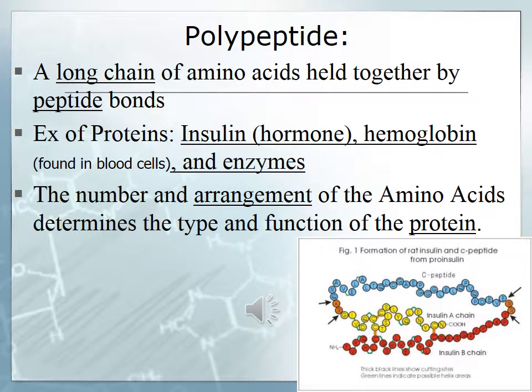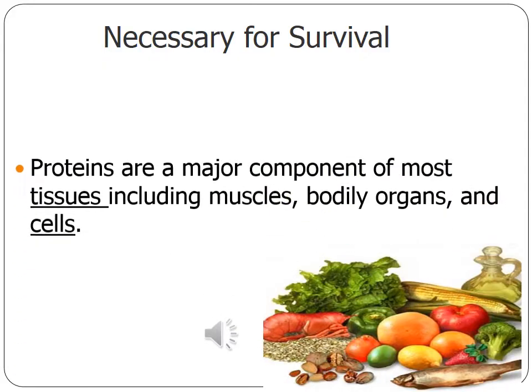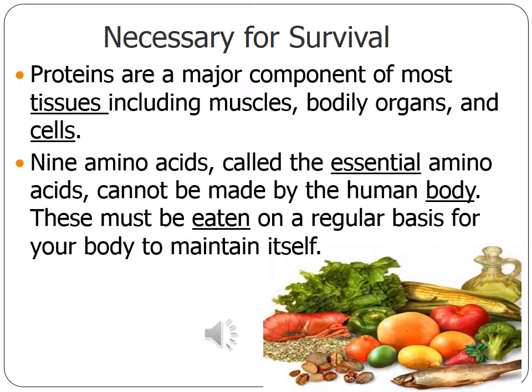A polypeptide is a long chain of amino acids. Some examples of proteins are insulin, hemoglobin, and enzymes. The number and arrangement of the amino acids determine the type and function of the protein. Proteins are a major component of most tissues, including muscle, bodily organs, and cells. The 9 amino acids called the essential amino acids cannot be made by the human body. They must be eaten on a regular basis for your body to maintain itself.